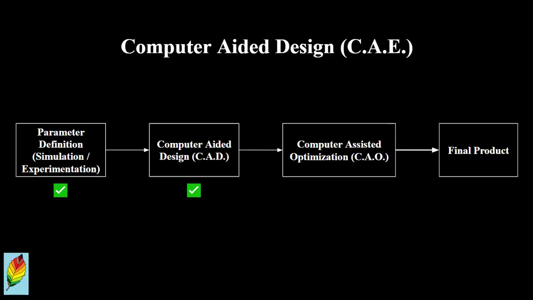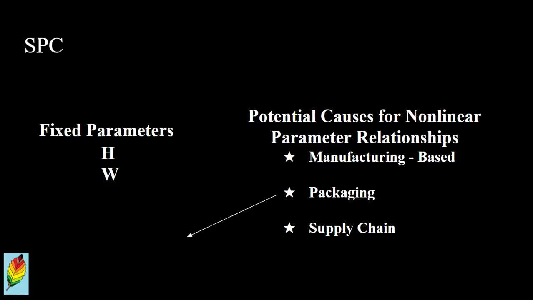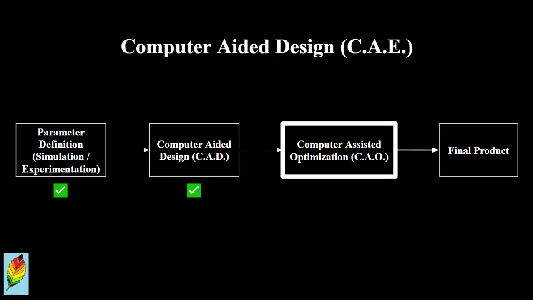Before continuing on to CAO, it is worth noting that the predefined constant part parameters could have been calculated via sensitive parameter control, where different manufacturing, packaging, or supply chain parameters impacted these part dimensions in nonlinear, complicated ways. Pareto optimization may have been used to derive the constant parameters as a result. Now, let us discuss CAO.